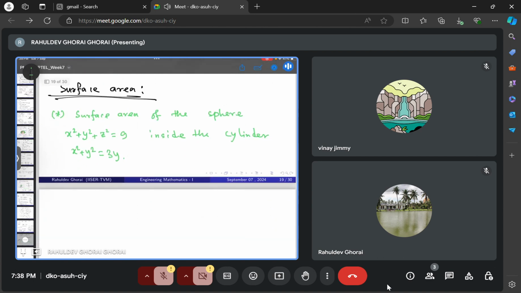So try to understand this question. We'll see the sphere. You know how the sphere looks like, and the cylinder is this type of cylinder, x square plus y square equal to 3y. So inside the cylinder, the cylinder and the sphere will intersect, and the intersection will make another surface. You have to find out the area of that surface.